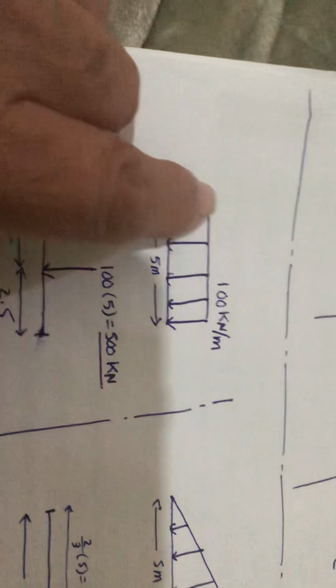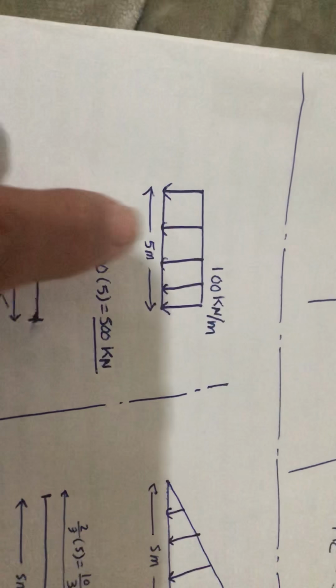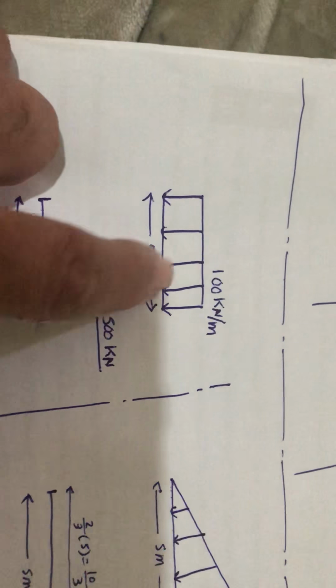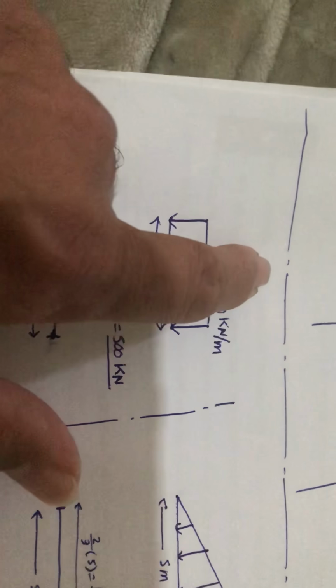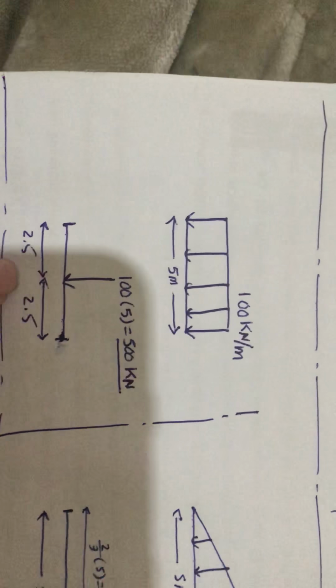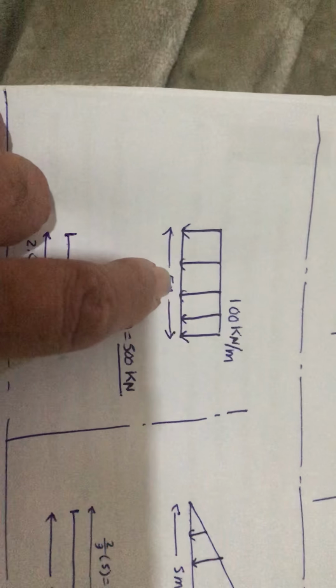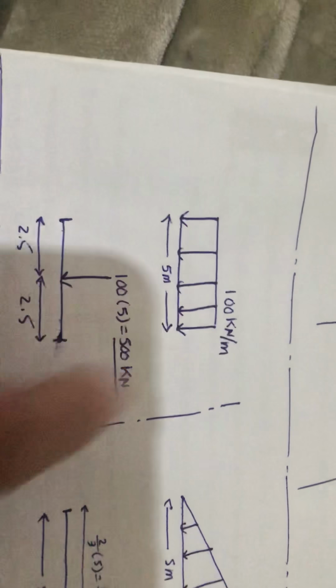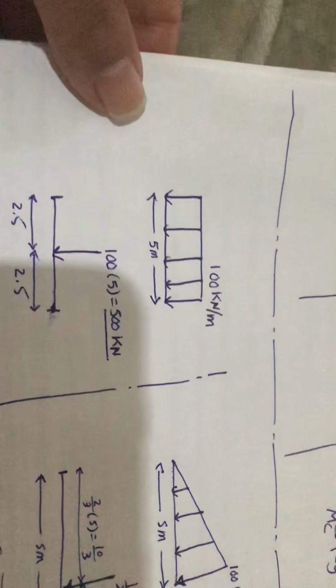If you have a uniform distributed loading like this, 100 kilonewton per meter, and the distance is 5 meters, to find the equivalent loading it is 100 times 5. So it's 500 kilonewton down, and also it's in the middle. Since this is a rectangle, so 2.5, 2.5. It's in the middle of this loading.